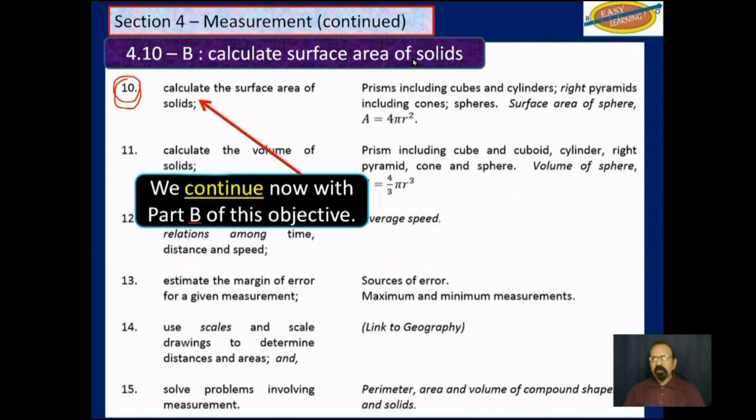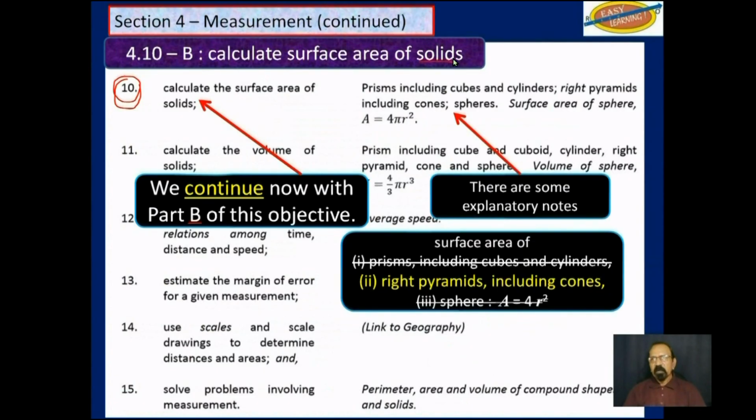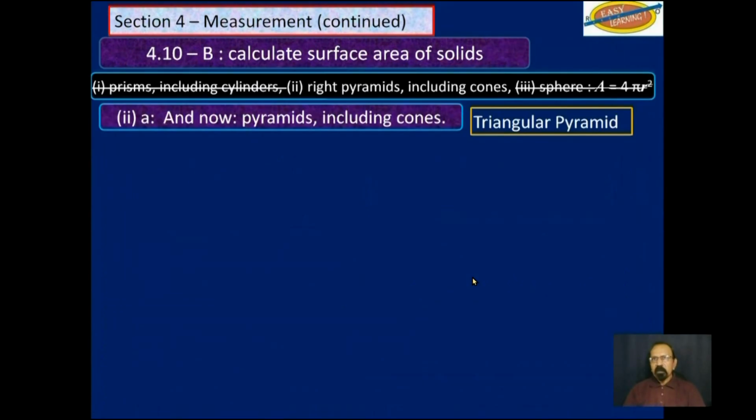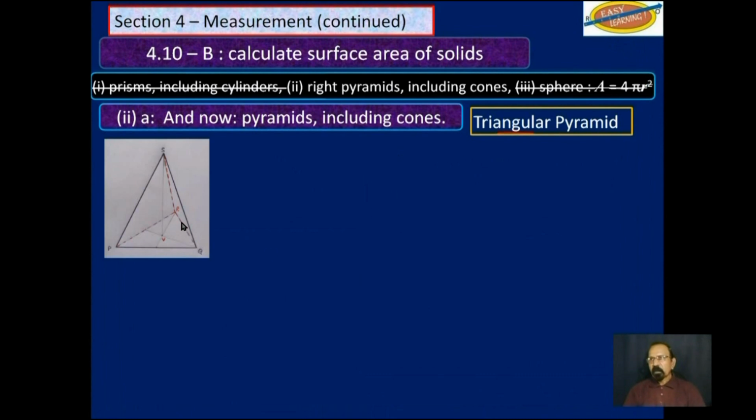Calculate surface area of solids, and to be specific, the solids we will be looking at in this video are these: right pyramids, including cones. So let's begin with the triangular pyramid. This is a transparent version of a triangular pyramid. There's a triangle below here.